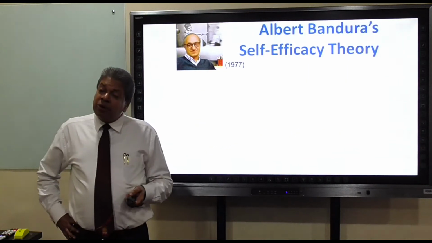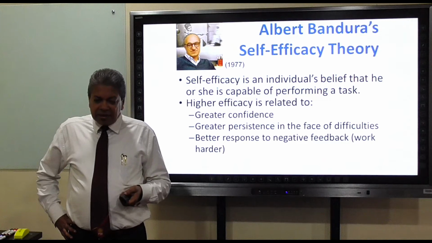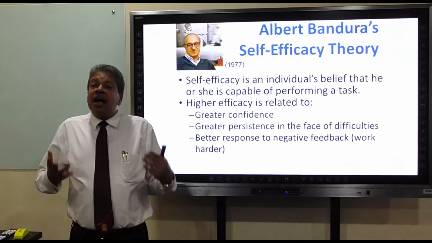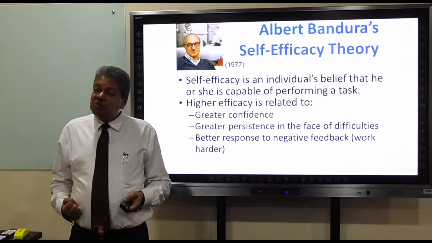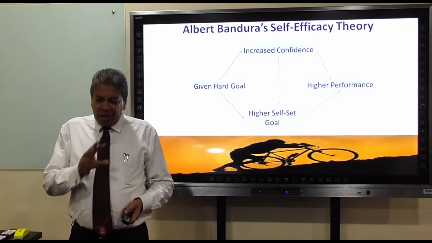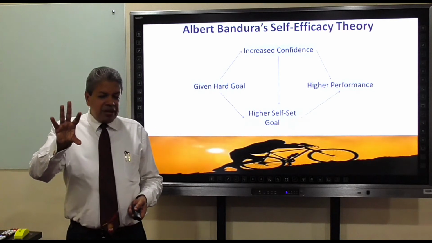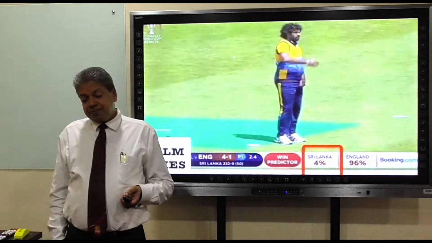And finally, Albert Bandura's self-efficacy theory. And you can go through the details. Higher efficacy means higher confidence and higher persistence, and better response to negative feedback. So we saw this complementing goal setting theory. So given a hard goal, increased confidence, higher performance, higher self-set goal. So you can see that very clearly.